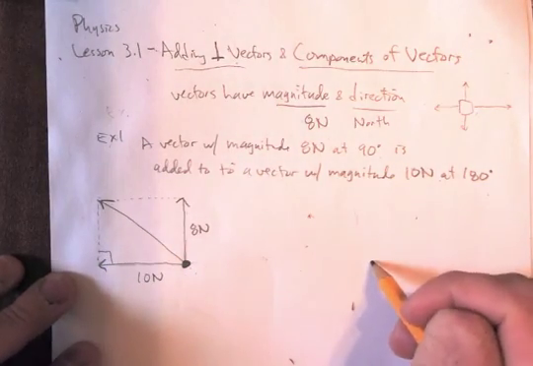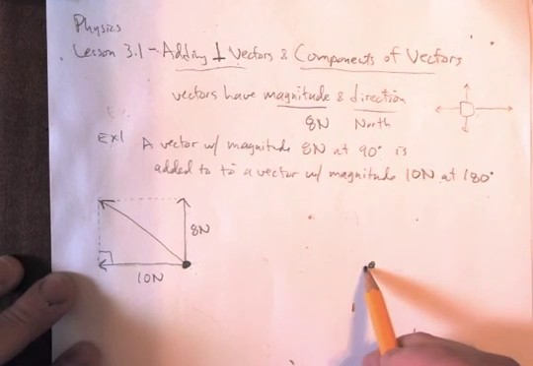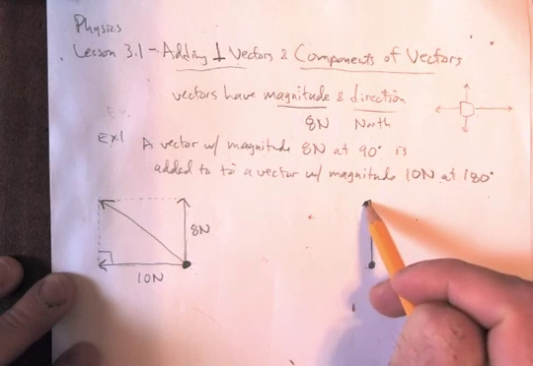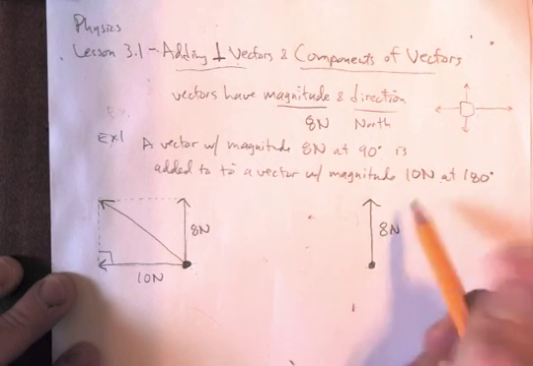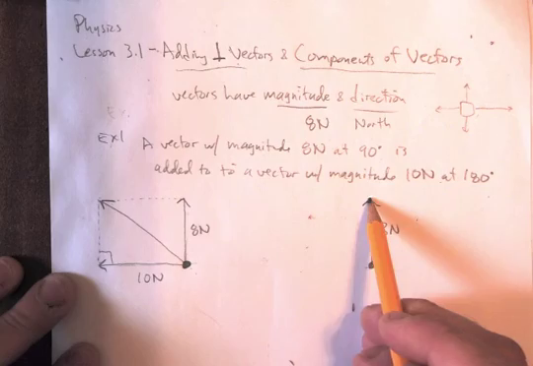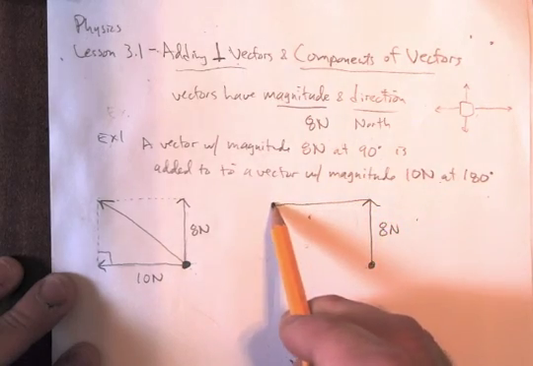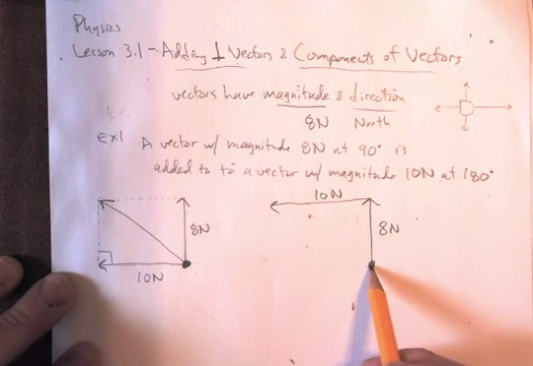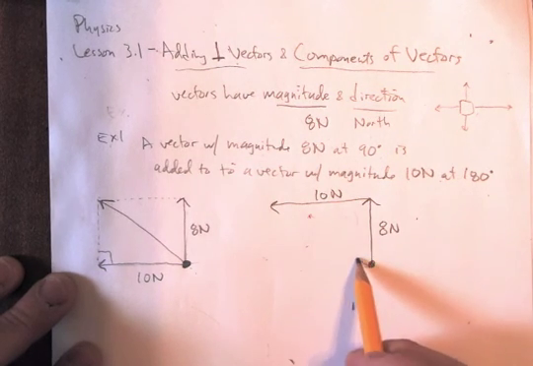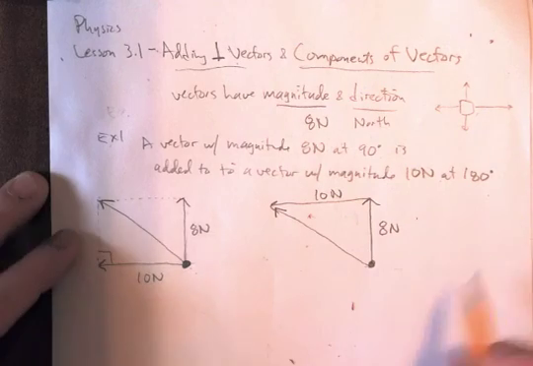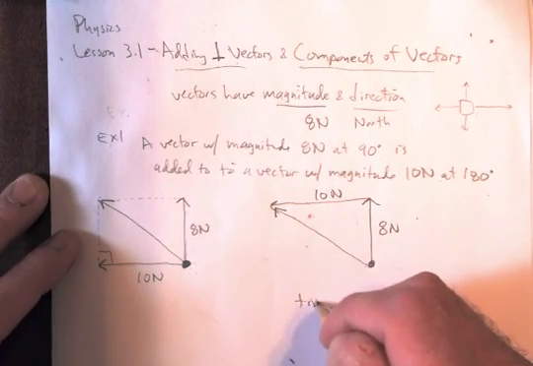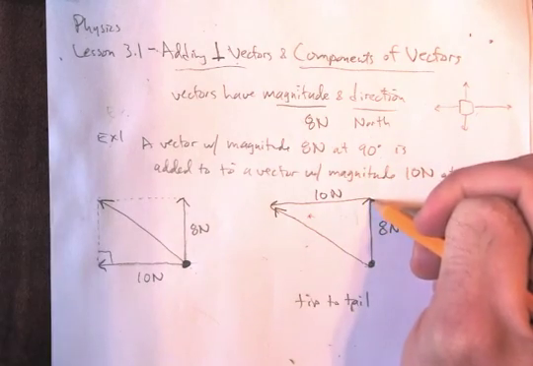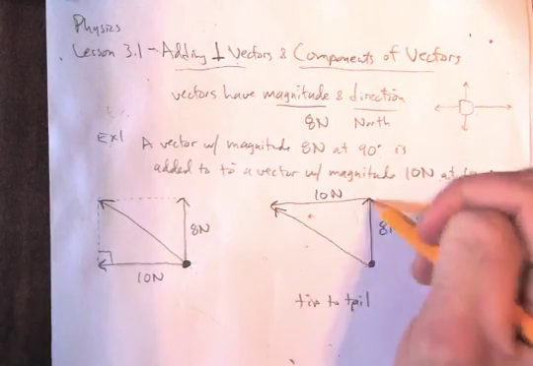The other way to add vectors, I'll show you both of them, would be tip to tail, it's called. So you could just say 8 newtons up like this, and then from that arrow, go over and do the 10. And then the result would be going from here to the end like that. Okay, this is called tip to tail, because we basically took the tip of this vector and made it the tail of the next one. We just added them up in order.